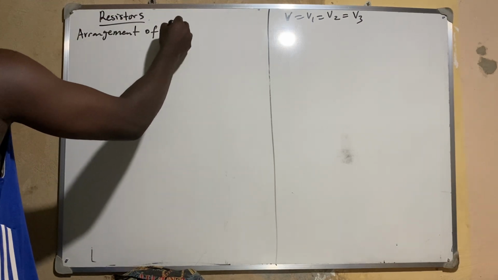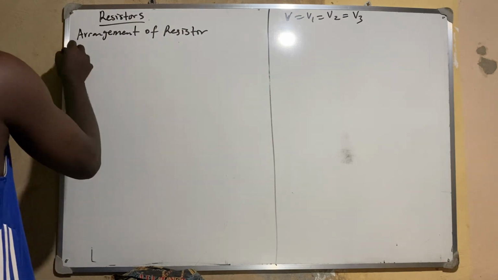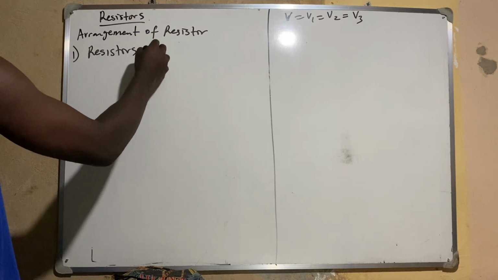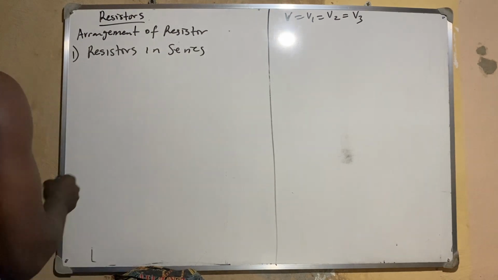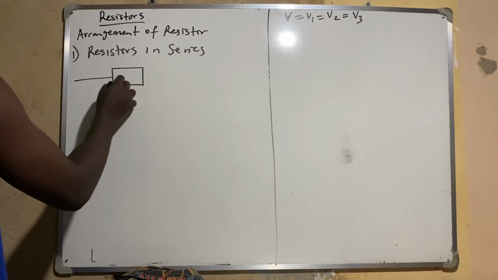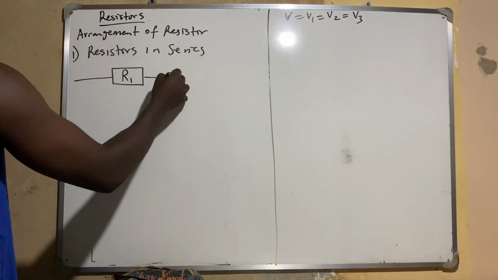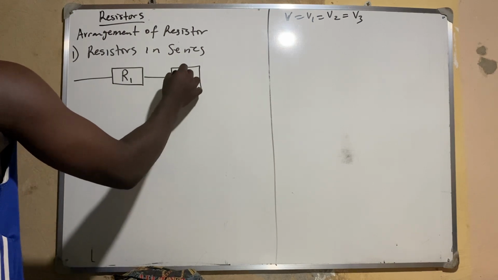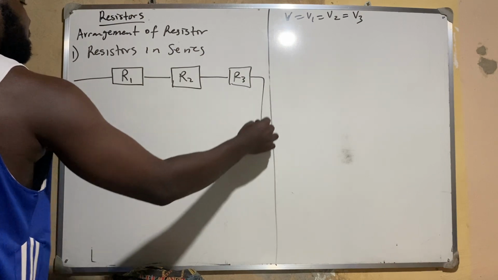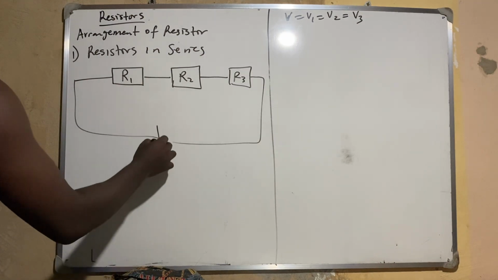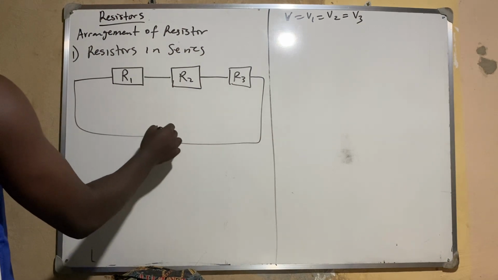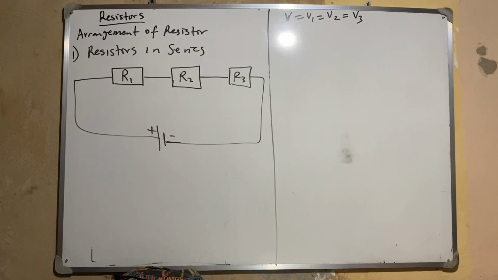Arrangement of resistors. So the first one we'll talk about is resistors in series. Now, let me have this. This is the first resistor. This is where our resistor is. Let me call it R1. The second resistor, R2. And then the third resistor, R3. All right. They are connected to a battery. So let me connect them to a battery. Okay. So this is my positive and my negative.